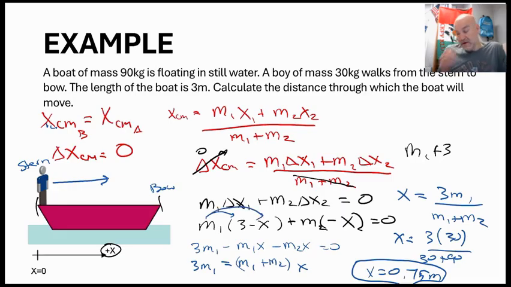Okay, so that's the boat question. I do like that one. They'll do this question in multiple choice, so just be aware of that. But remember, as long as there's nothing from the outside, the change in the position of the center of mass is always going to be 0.